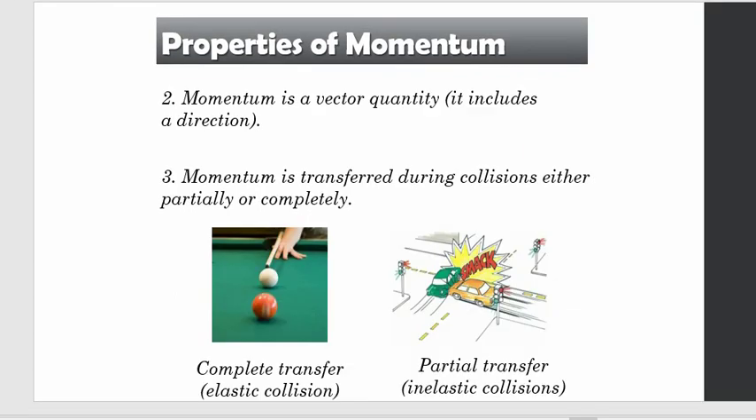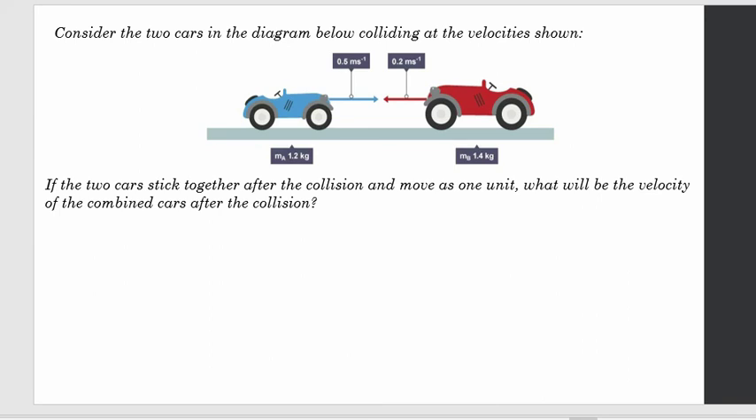The next property to speak about is that momentum can be transferred from one object to another during collisions, and this transfer will be either partial or complete. For applying the law of conservation of momentum, let's have a few examples here. Let's start with this one. It says, consider the two cars in the diagram below colliding at the velocities shown. You have two cars, one blue and one red. These are the masses of the two cars, and these are the velocities.